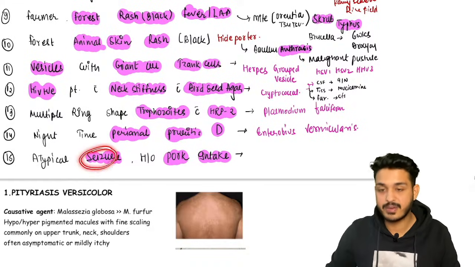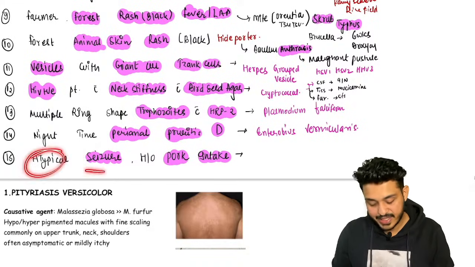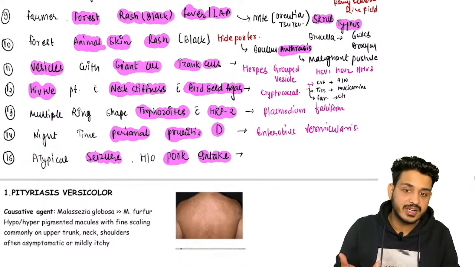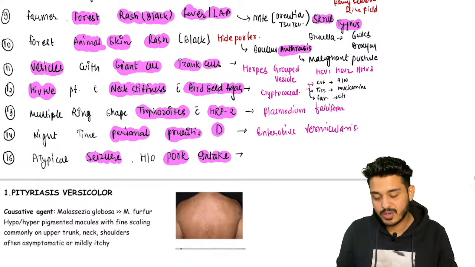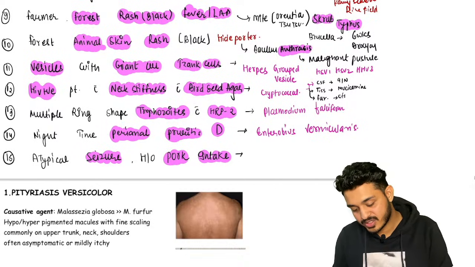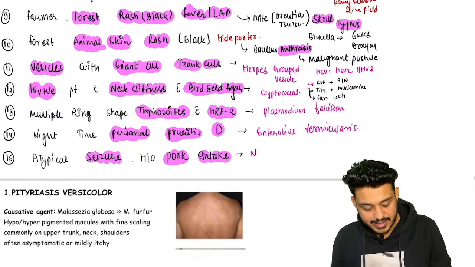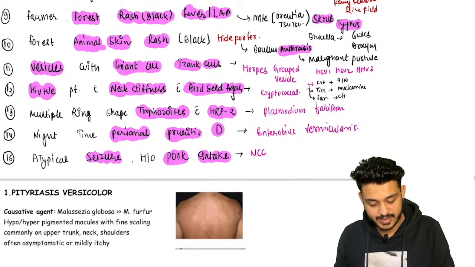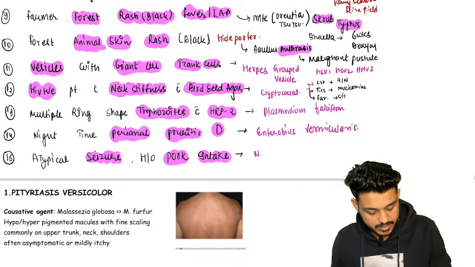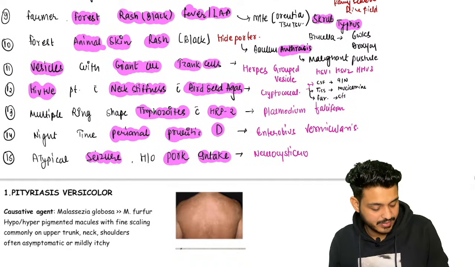This is known as what? Febrile seizure. Here what is happening? Atypical seizure. So why are seizures happening in the patient? Something is touching what? Brain parenchyma. Who is going to touch the brain parenchyma here? NCC, neurocysticercosis, beta. Neurocysticercosis is the disease we are having.